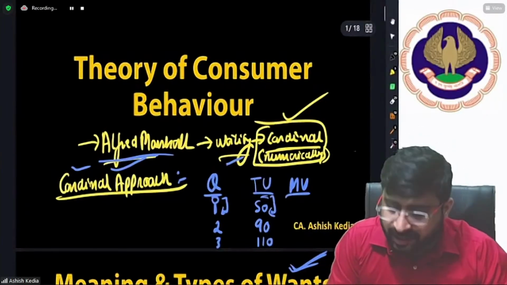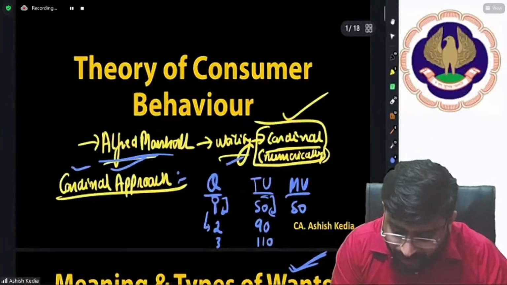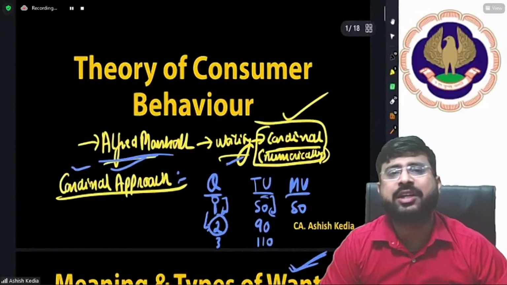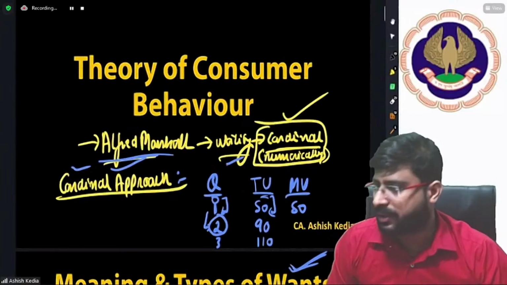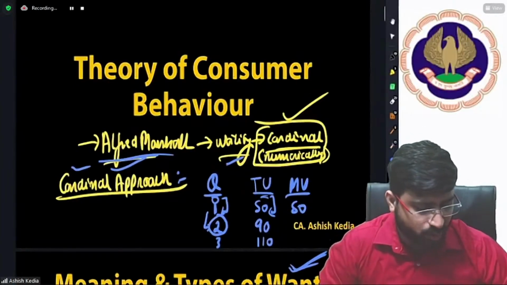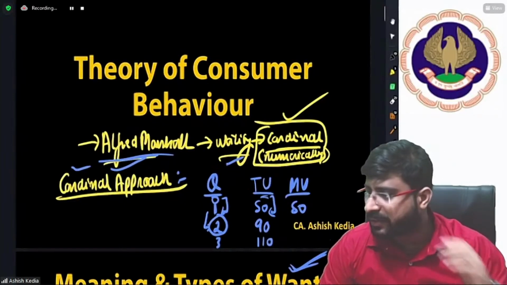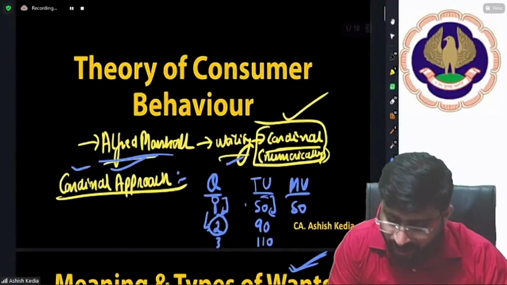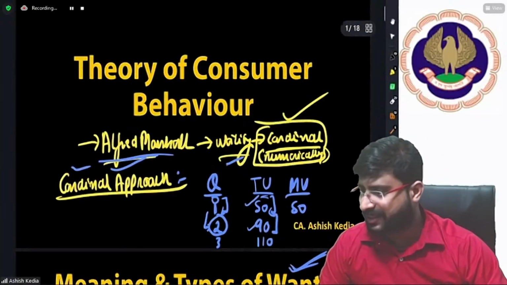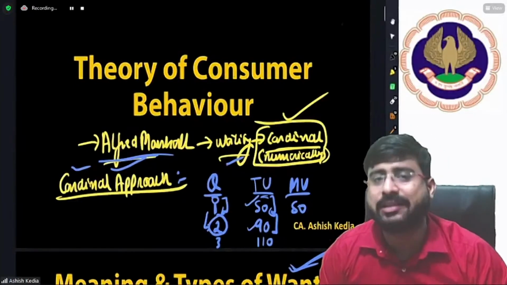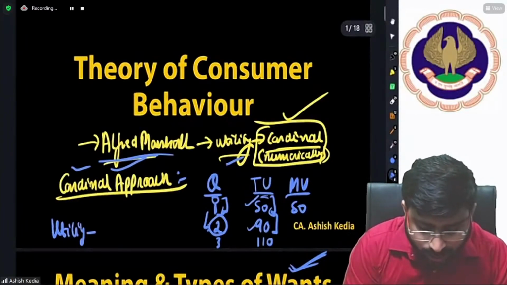So by how much did it increase? 50. Now you all tell me, when I moved from 1 unit to the second commodity, because of the second commodity, by how much did my total utility increase? What do you say? Yes, you are correct. Since you were at 50, now you are at 90. So total utility increased by 40 utiles. Remember, utility is measured in utiles.